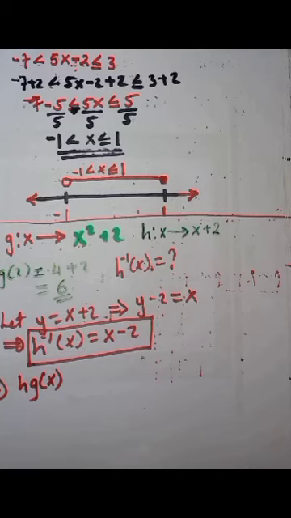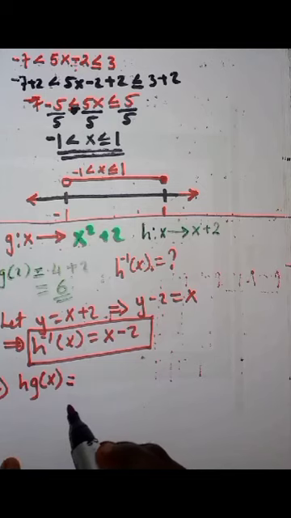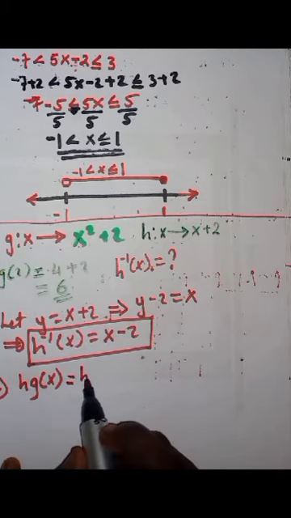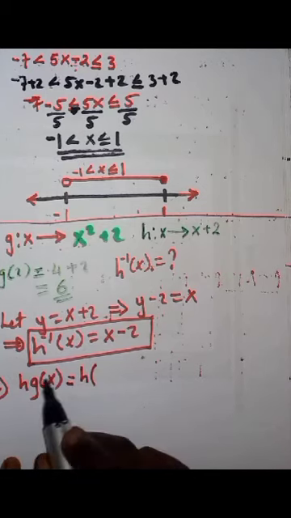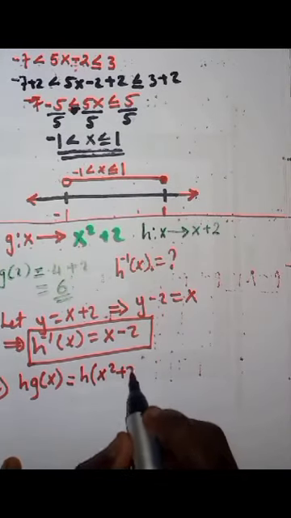The next part is saying that we should find hg of x. All right. So this is what is known as composition of functions. So we'll start from the right and go to the left. So let's start from g of x. What is g of x? We'll copy h and put in g of x. G of x is simply x squared plus 2.